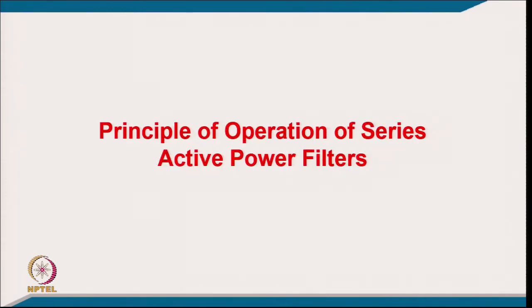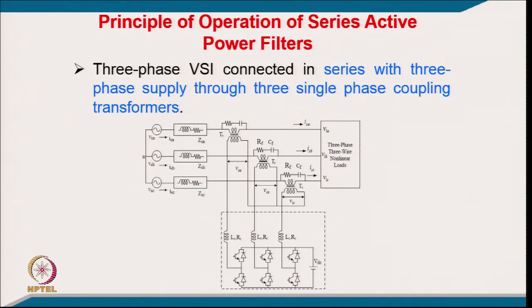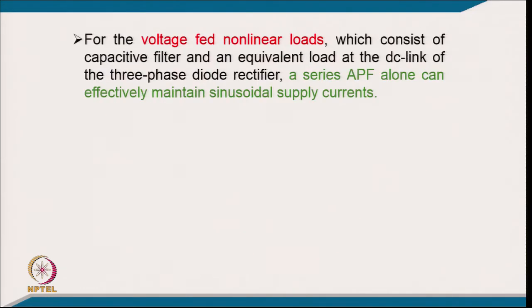Coming to the principle of operation of this series active power filter, this is taking the case of a 3 phase voltage source inverter connected in series with the 3 phase supply through 3 single phase coupling transformers. Of course, this 3 phase VSI is working as a series active power filter, typically compensating the voltage power quality problems across the load, or regulating the voltage across the load. So, it can do voltage regulation also, and it can be a very specific solution for a specific kind of load.